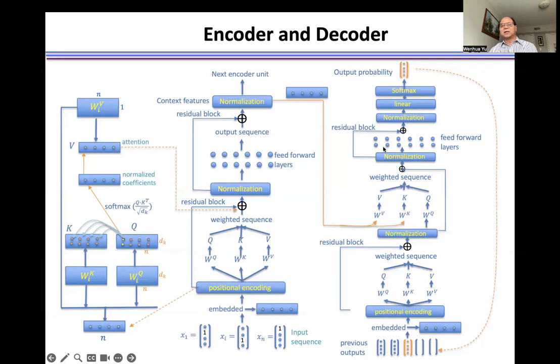In the last decoder unit, we take this output as the input to the linear operation and to the softmax function to generate the output at the current time step. And then we add the output at the current time step to the previous outputs together as the input to the first decoder unit.